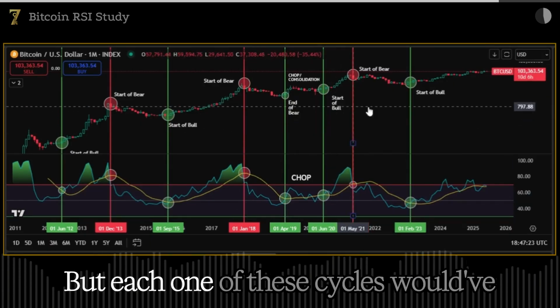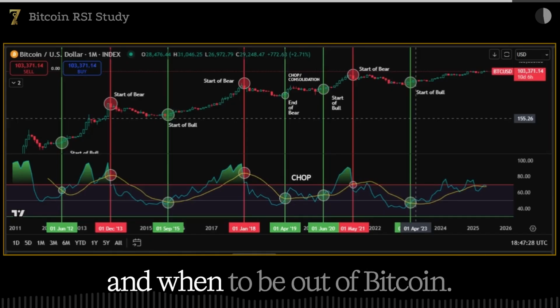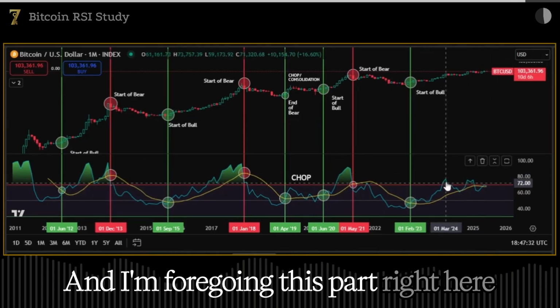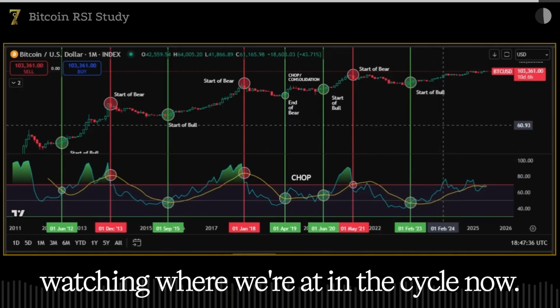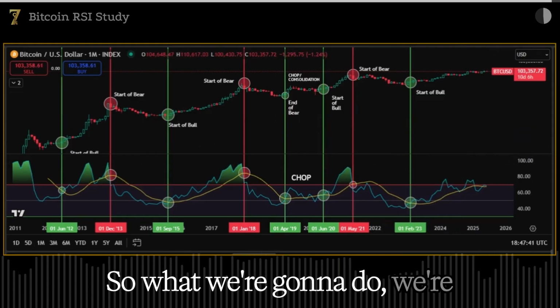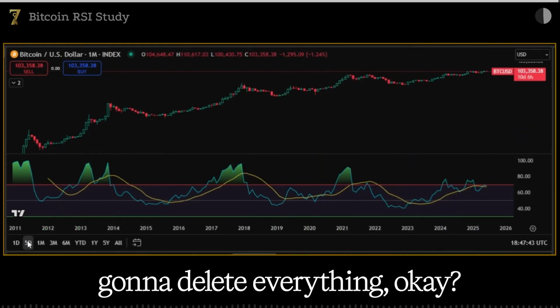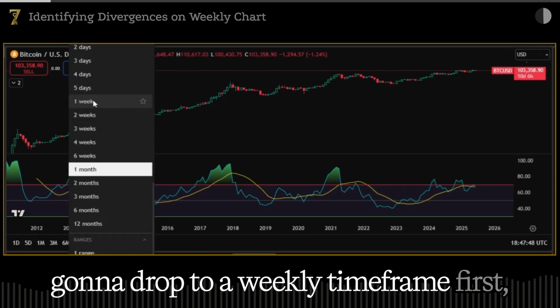Okay. But each one of these cycles would have told you when to be long Bitcoin and when to be out of Bitcoin. And I'm foregoing this part right here because we're currently in the midst of watching where we're at in the cycle now. And I don't want to spoil the fun for any Bitcoin bears or bulls. So what we're going to do, we're going to delete everything. Now, what we're going to drop to is a weekly time frame first.